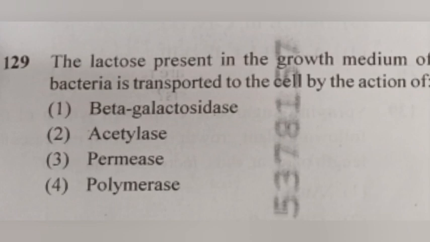129. The lactose present in the growth medium of bacteria is transported to the cell by the action of 1. Beta-galactosidase, 2. Acetylase, 3. Permease, 4. Polymerase. Answer 3. Permease.